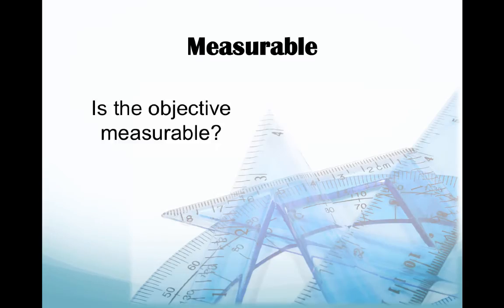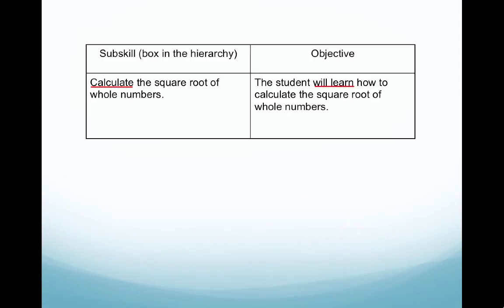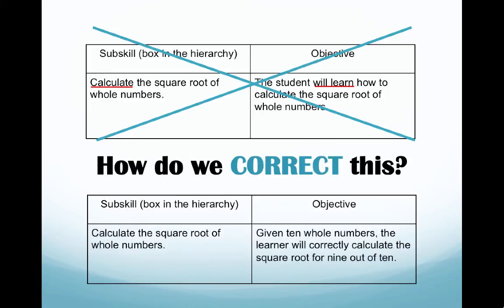Let's take a look. All right, we have the word calculate and will learn. Will learn does not seem very measurable. Can I see somebody learning? That's pretty hard. I can't see what they're doing. Let's see how we can fix that. Okay, calculate. Look, we actually can use the verb we already have in our subskill. It helps you make an easy objective.